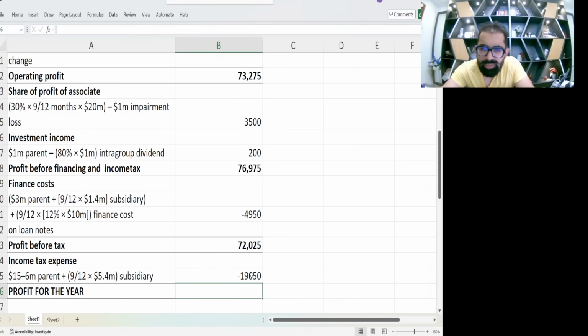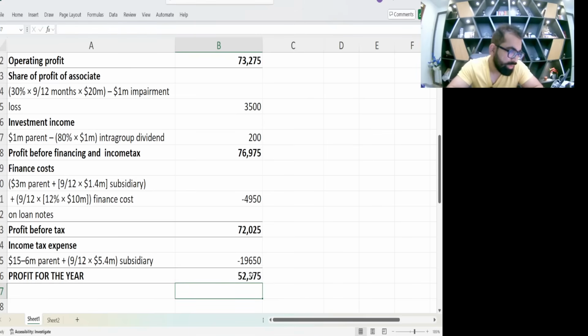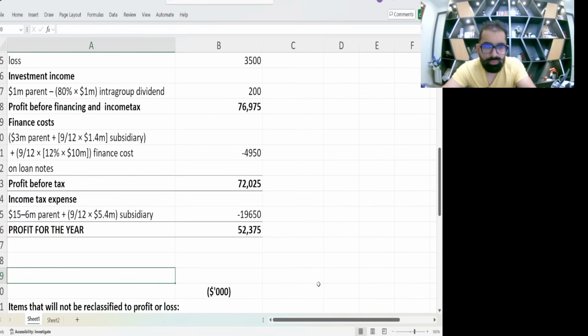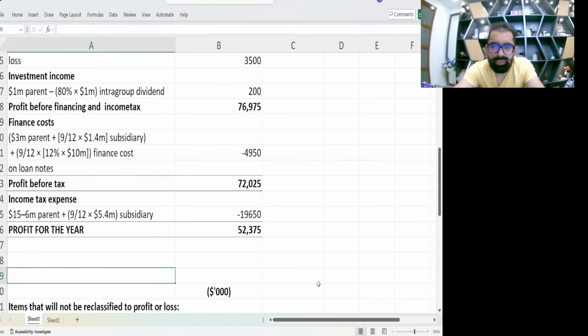So now finally we have calculated profit using simple consolidation. Okay, total profit we got is 52375. 52375 is your total profit. Okay. Now let me give you the other second heading.